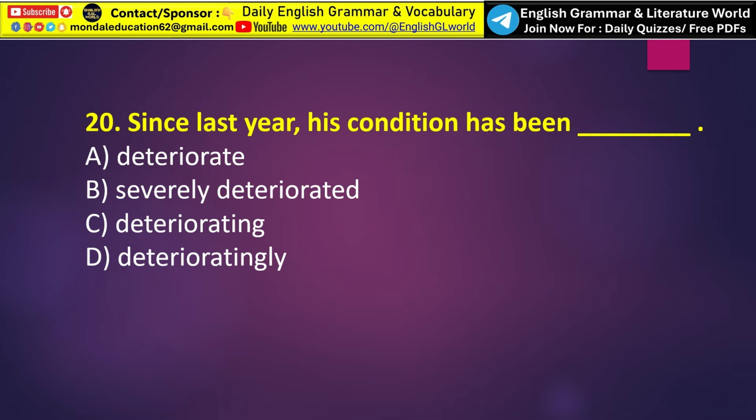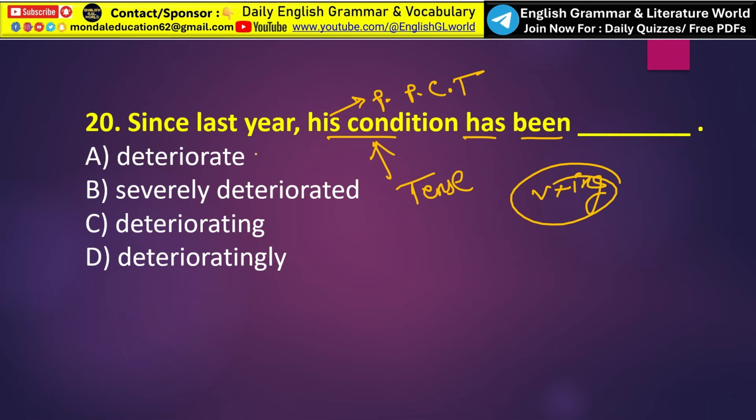Understand? Next. Since last year his condition has been dash. Now you have to identify the tense. Okay, actually the sentence is written in present perfect continuous tense. That means subject plus has plus been plus verb plus ing. Okay, so here deteriorate is used, so that is not the correct answer. Here ed is used, so option B is also incorrect. Here deteriorating is used. That means has been deteriorating. Okay, so option C is the correct answer. So since last year his condition has been deteriorating.